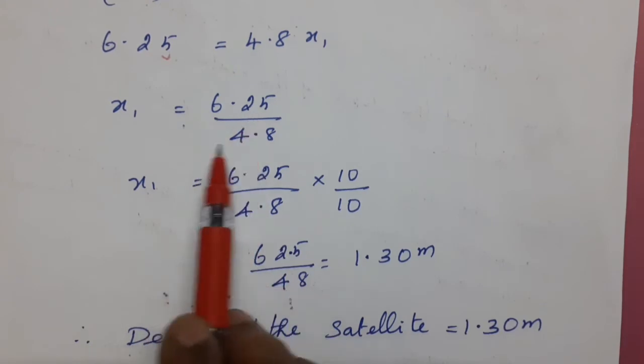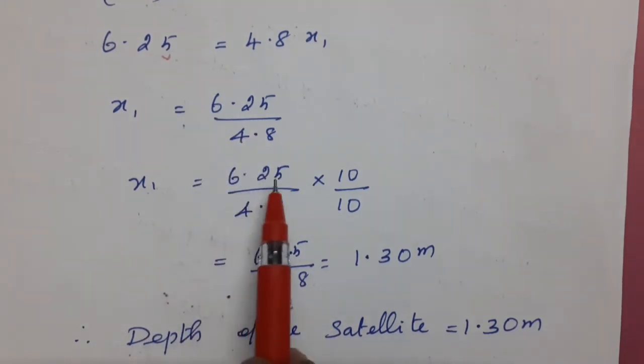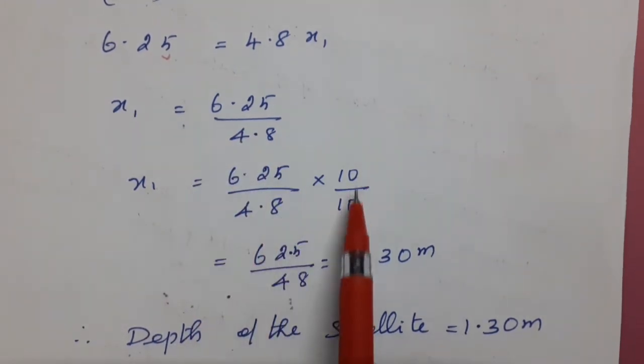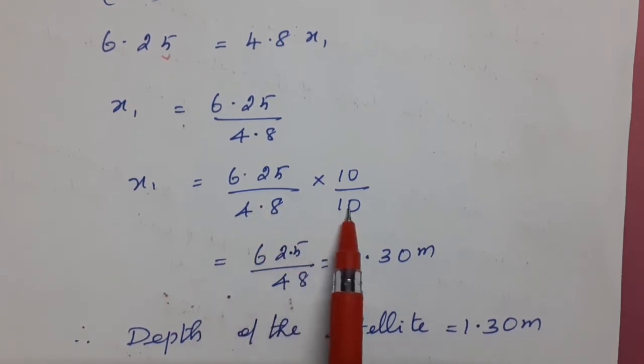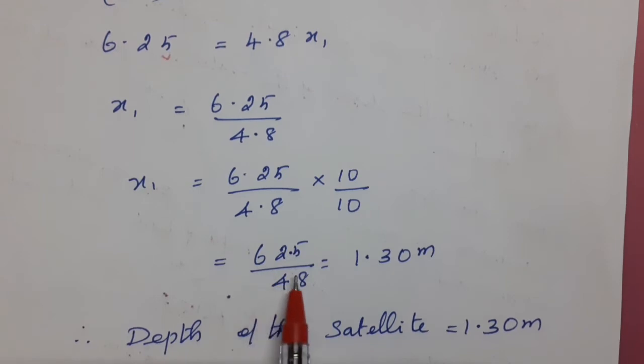So x1 equal to 6.25 by 4.8. We multiply and divide by 10 because we want to remove the point from the denominator. So 62.5 by 48 equal to 1.30 meter.